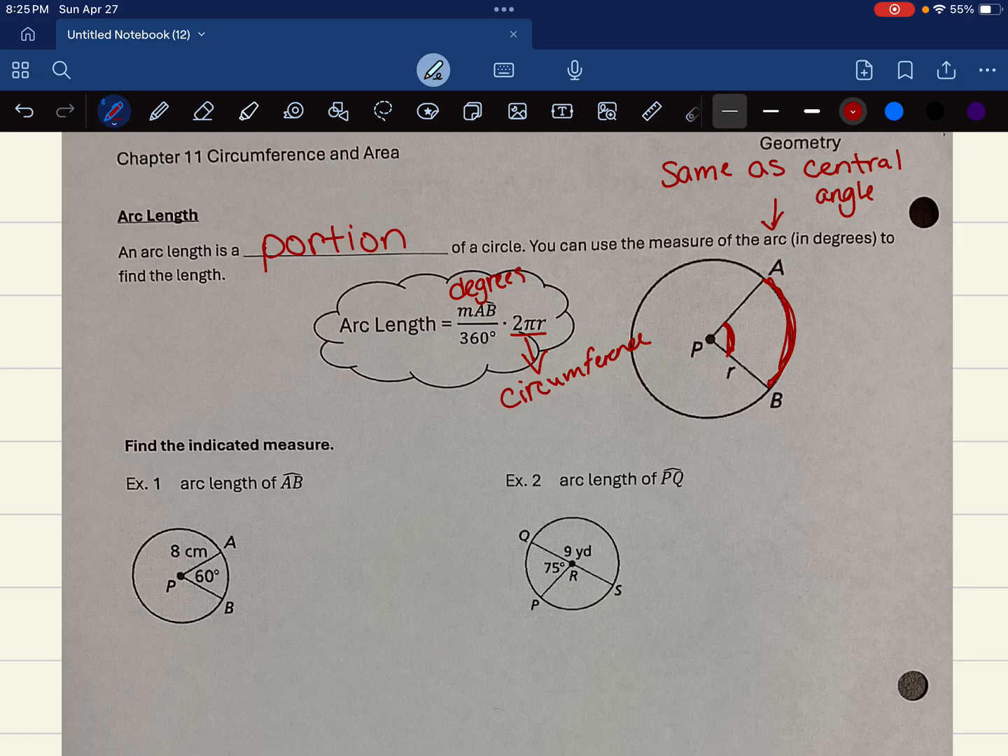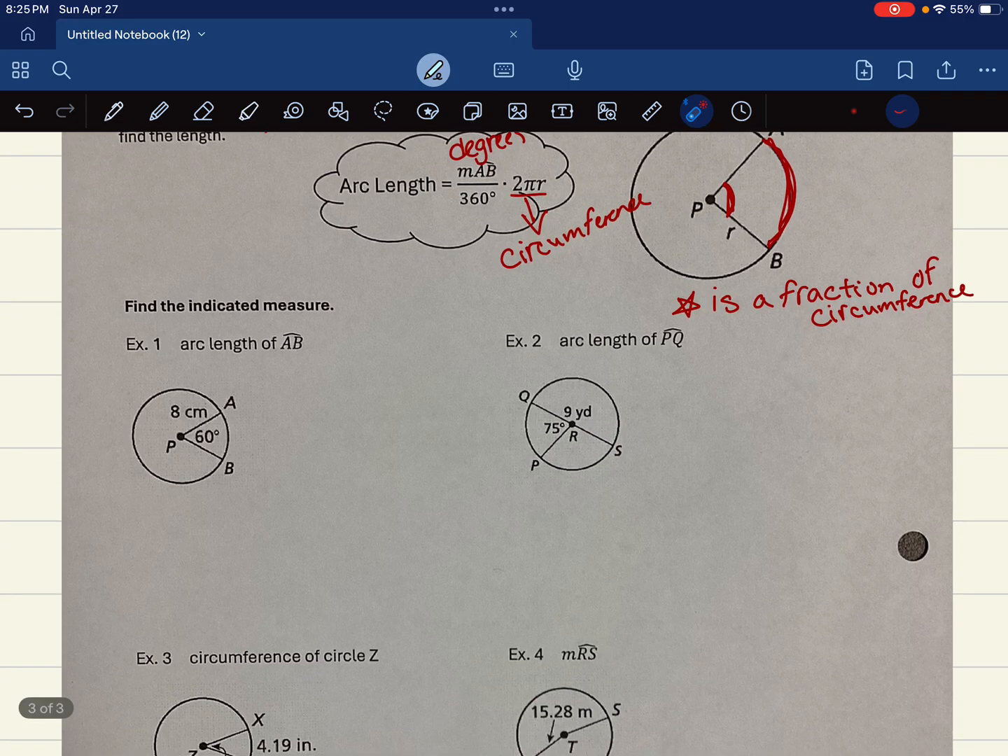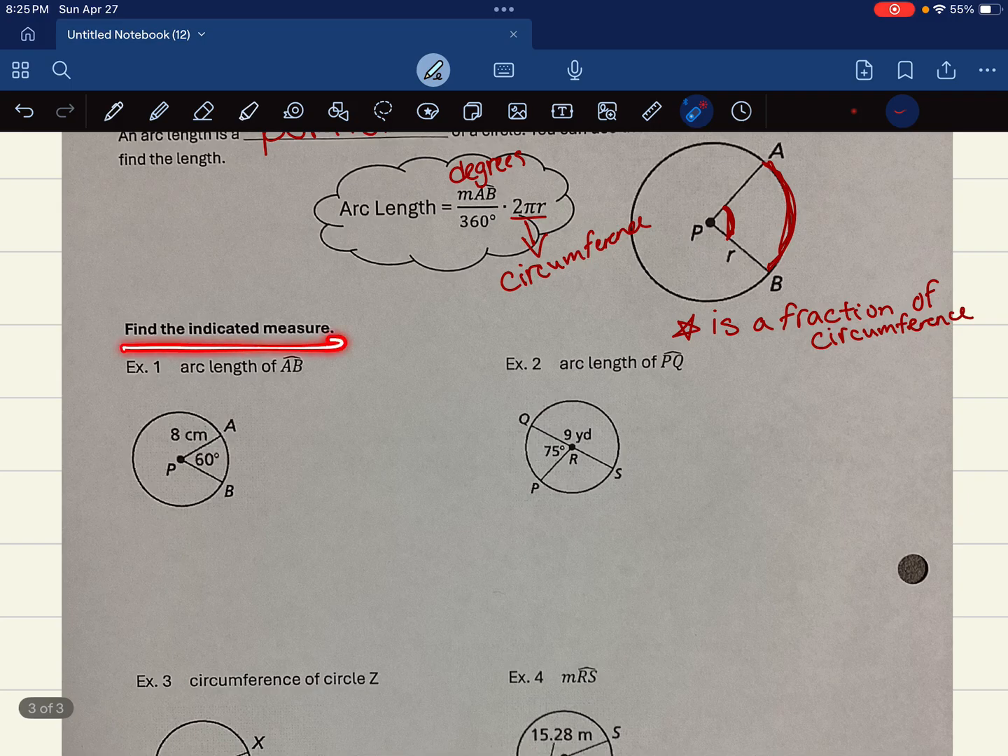Now, just a side note before you move on, the arc length is always going to be a fraction of the circumference. Which should make sense, right? Because if circumference is all the way around and then we're just taking a portion of that, it's a fraction of our circumference, okay? So we're going to go through 4 examples real quick on how to find that. The first 2 ask you to find the indicated measure.